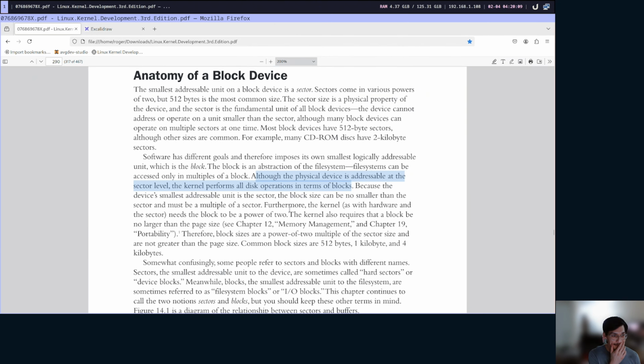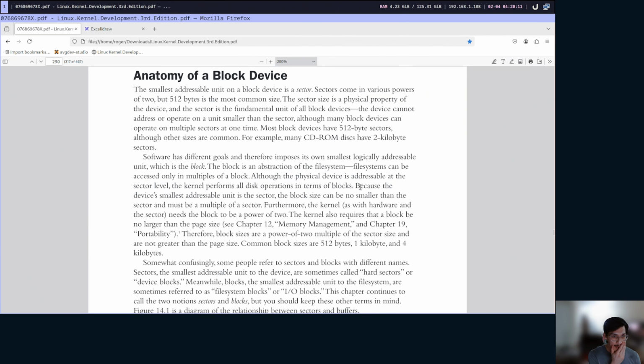Okay, let's read. Because the device's smallest addressable unit is a sector, the block size can be no smaller than the sector and must be a multiple of the sector. Therefore, the kernel, as with hardware and the sector, needs the block to be a power of 2. The kernel also requires that a block be no larger than the page size. Okay, so it can't be bigger than the page size. Therefore, block sizes are a power of 2 multiple of the sector size and not greater than the page size.